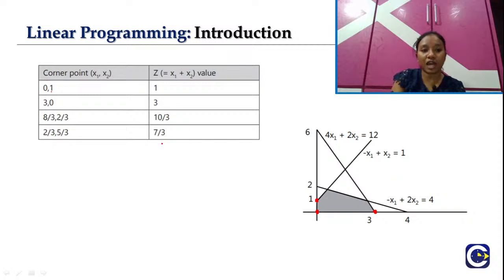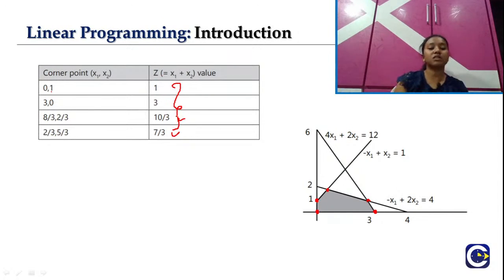The next point we have is 8 by 3, 2 by 3, and the other will be 2 by 3, 5 by 3. These intersection points you can find by taking the equations and simplifying them. You can see the sum of the first two will be 10 by 3 and the sum of the other two will be 7 by 3. So these are the only corner points, and it is enough if we check only the corner points here.